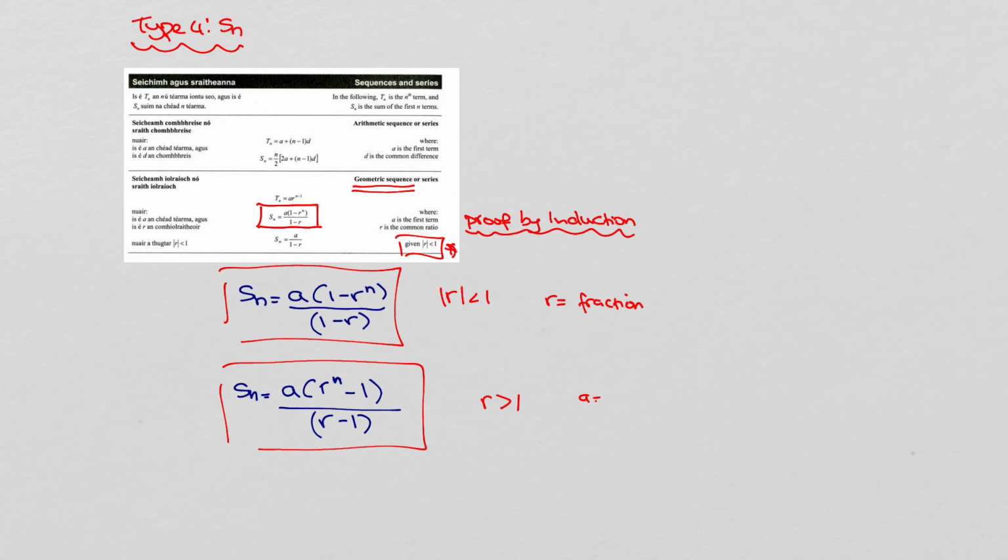So again, A is your first term, r is your common ratio, n is the number of terms, so the position of the term, and S means the sum of.